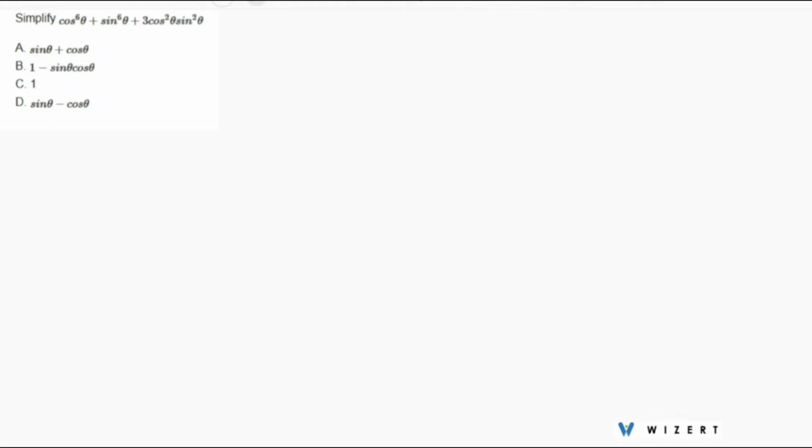We have this question here. Simplify cos to the power 6 theta plus sine to the power 6 theta plus 3 cos square theta sine square theta. Now this can be written like this: cos to the power 6 theta plus sine to the power 6 theta plus 3 cos square theta sine square theta. So this third term can be written multiplied by 1.